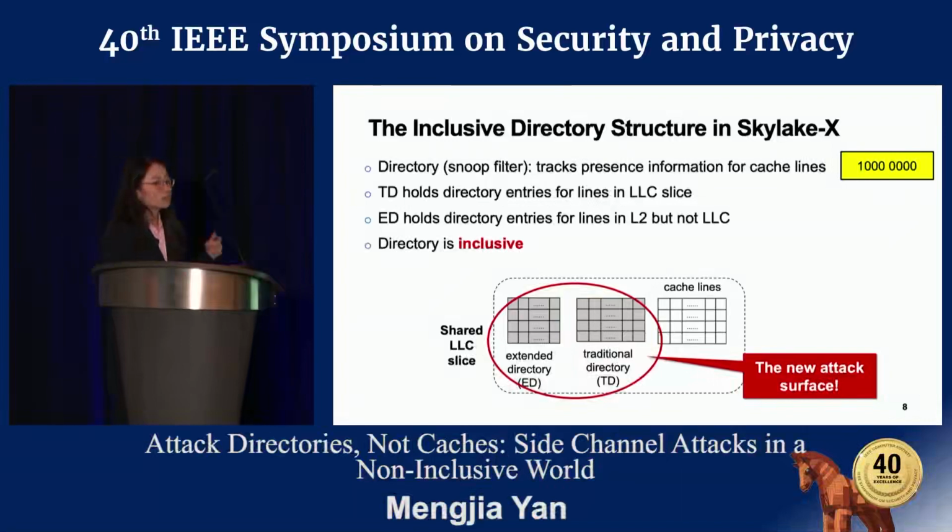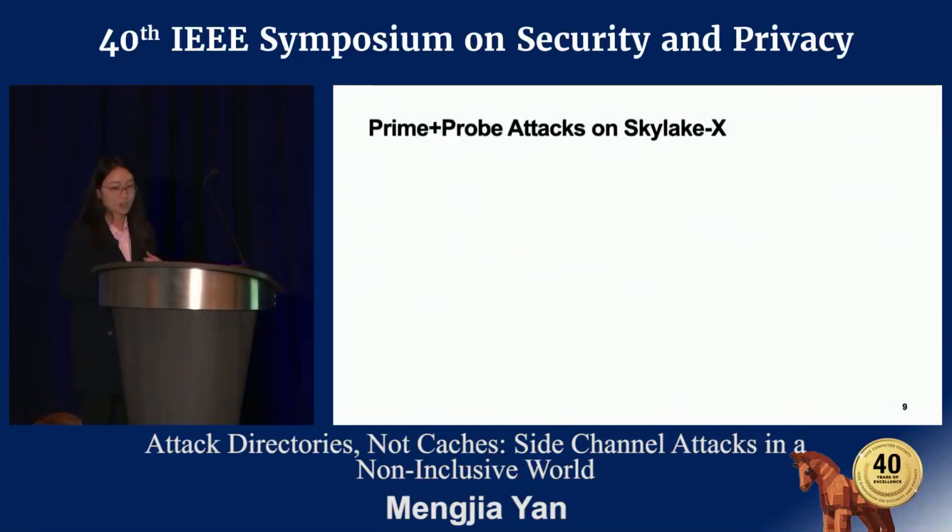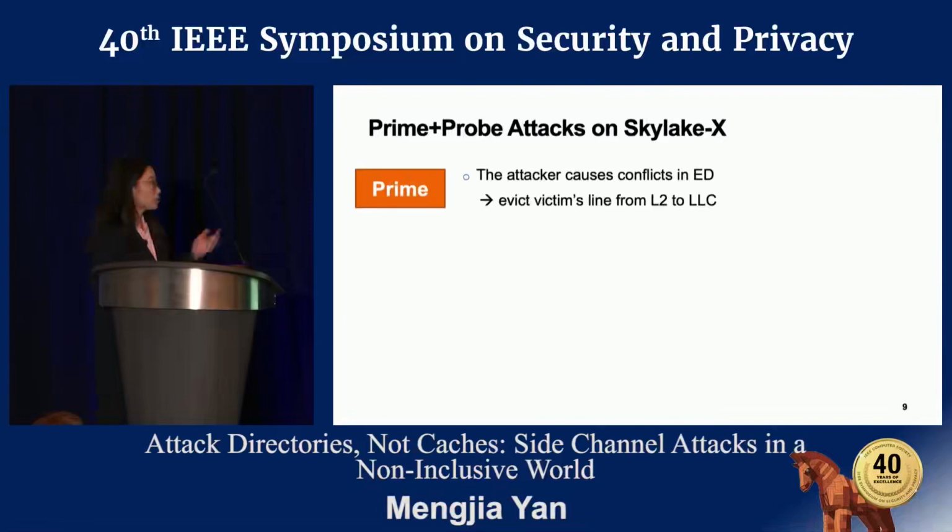Okay, so now I will visualize how a Prime+Probe attack works on a non-inclusive cache. The first step we do in Prime+Probe is prime. And instead of exploiting cache conflicts, we exploit conflicts in the extended directory to force the victim's line to be evicted from L2 to the LLC.